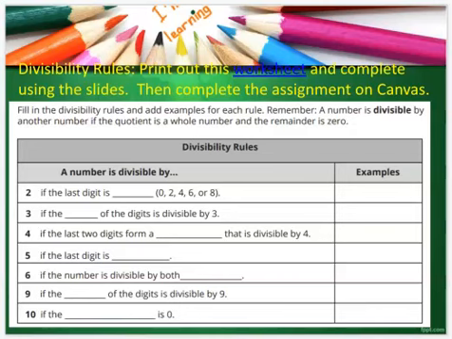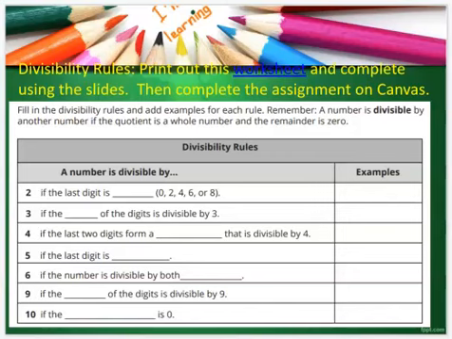The ones you might be less familiar with, or may not even have ever been told these rules at all, are the rules for 3, 4, 6, and 9. So the rule for 3 is if the sum of the digits is divisible by 3. So if you add up the digits and that number is divisible by 3, then the original number is divisible by 3. The rule for 9 is very similar. So if the sum of the digits is divisible by 9, then the original number is divisible by 9.